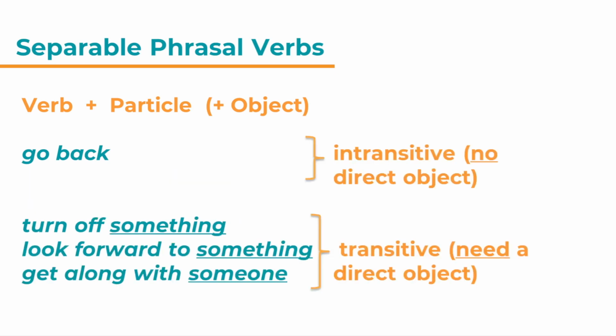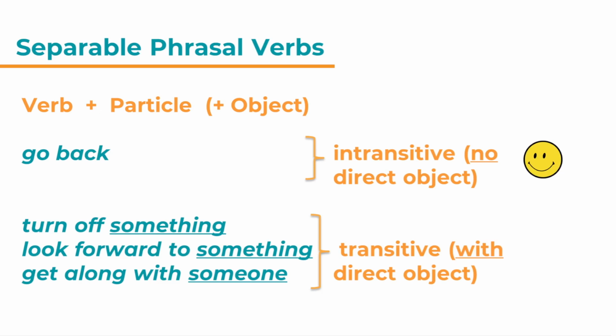Now, these two groups are called intransitive verbs. So those are verbs with no direct object, like go back, and transitive phrasal verbs. And those verbs need a direct object. You cannot use those without a direct object.